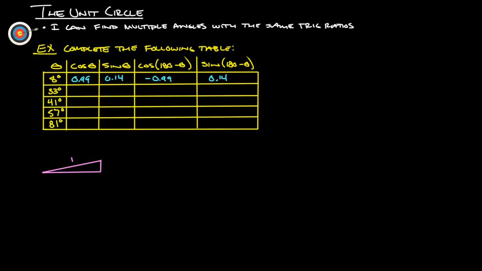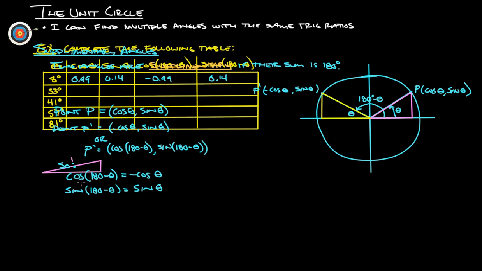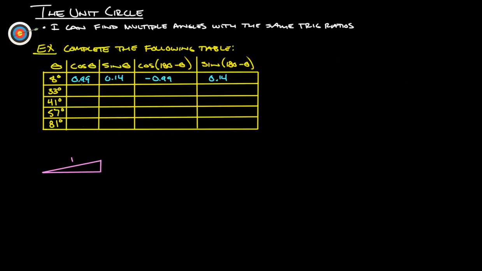Let's see if I'll pull it up. Cosine of 180 minus theta is negative cosine theta, and sine of 180 minus theta is regular old sine of theta. So if you'll notice, the cosine turned to the opposite sign because it's now over here, right? And then the sine stayed the same because they're still both going up over there.